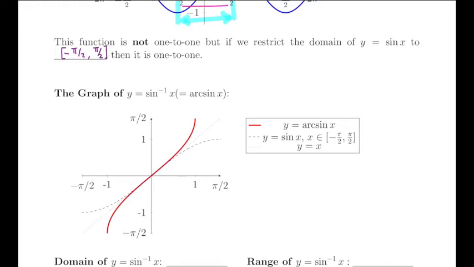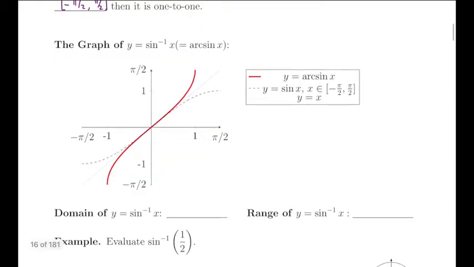Now to draw the inverse, remember what you do is you reflect the curve around the line y is equal to x, which is that line there. And I've already done that for you. This red curve is what you will see in the reflection. So that is the graph of your sine inverse function.